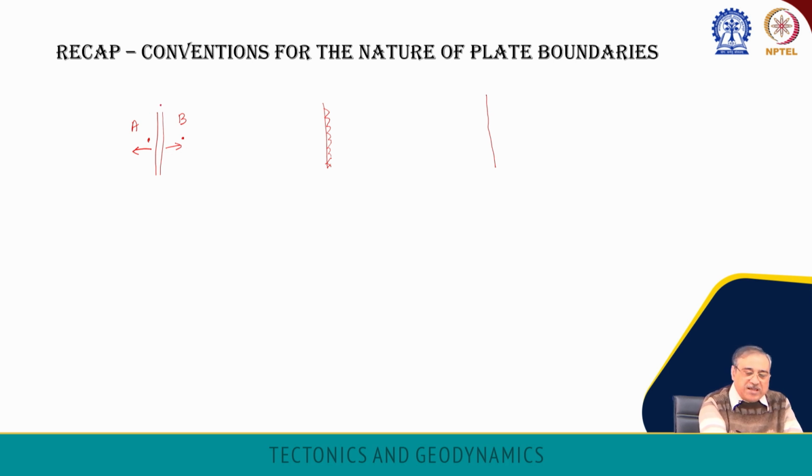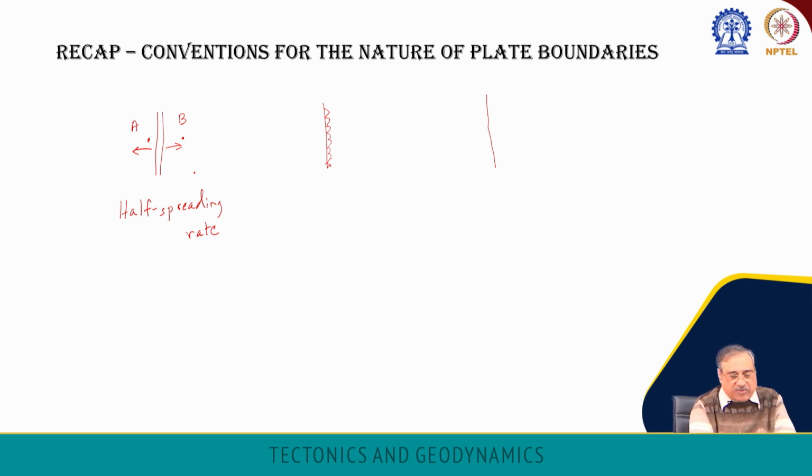So, when we are describing the rate at which plate is being produced, we call it the half spreading rate. This is referred to as the half spreading rate along a ridge. This term is used dedicatedly when we are talking about mid-oceanic ridges. So, the relative velocity between plates A and B is twice the half spreading rate.